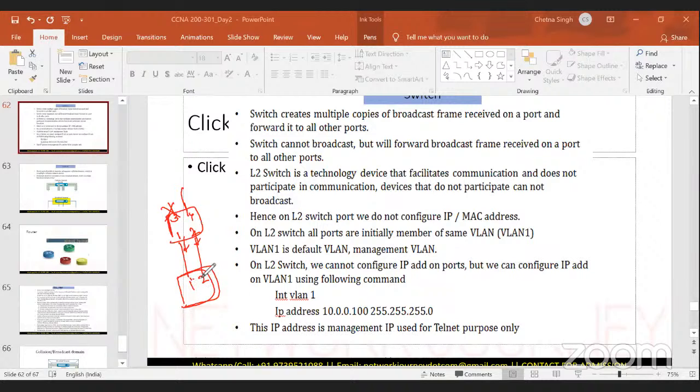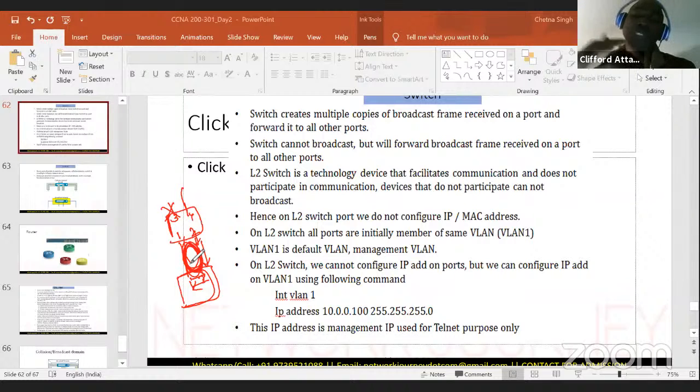So let's say it will push it to 2 also. Since from 2 also this packet is coming, except that port, it will push to all of the ports. So again, it will forward it to port number 1. Likewise, the frame will keep moving inside the same loop.